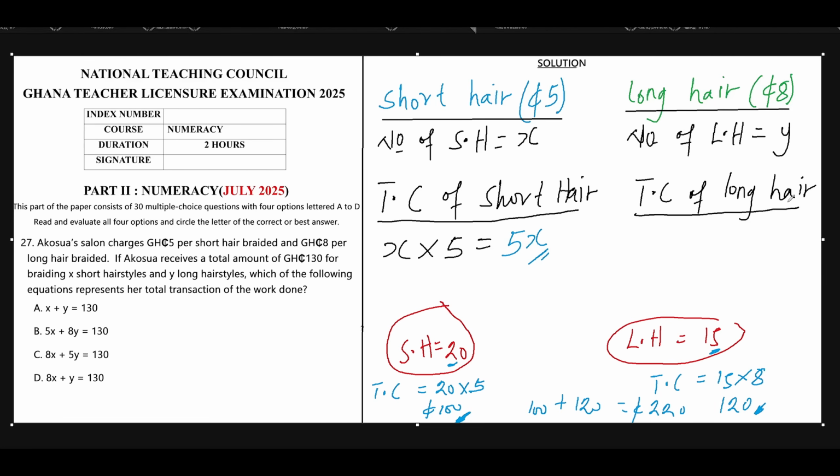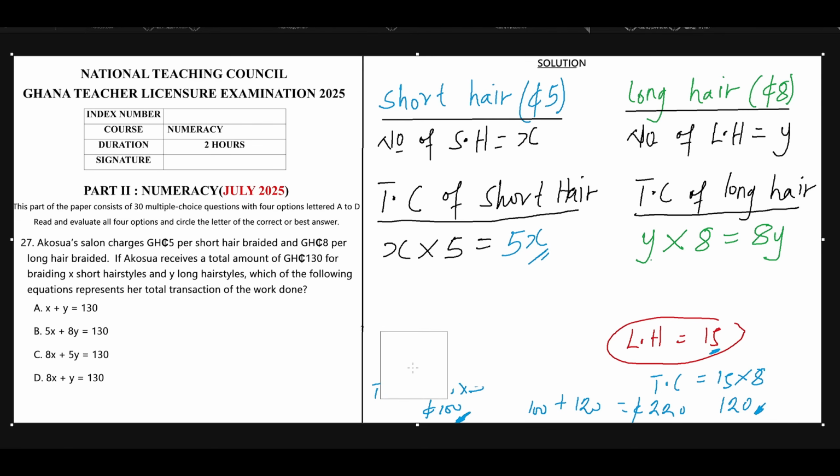In this case, we know that y number of long hairs was braided. So to calculate the total cost, we just multiply the number of long hairs braided by the cost of a single long hair, which is 8 cedis. In algebra, y multiplied by 8, we have 8y. We are almost done.